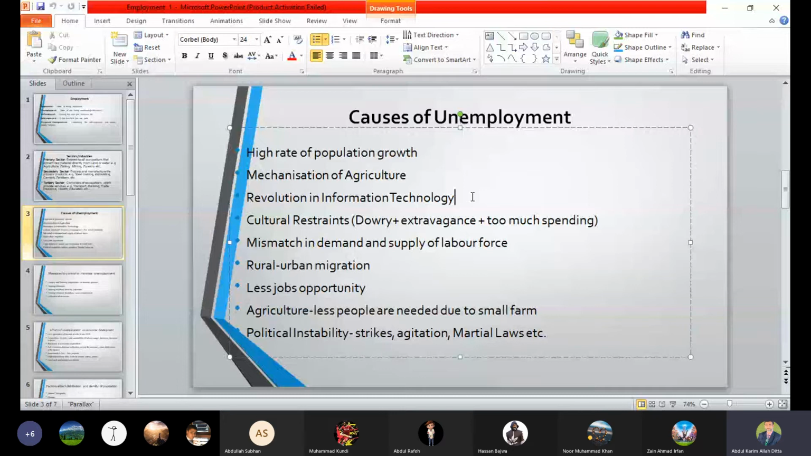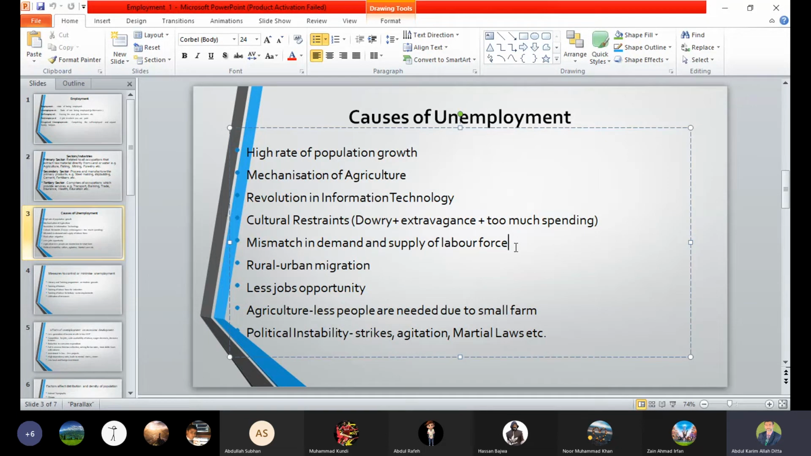Number four, cultural restraints. In the society we have to give dowry and spend a lot, and due to that unemployment is increasing in the country. Number five, we have a mismatch in the demand and supply of labor force, beta. We need doctors, but we have engineers. We need engineers, but we have more doctors. So this is called mismatch, and it is also causing unemployment.